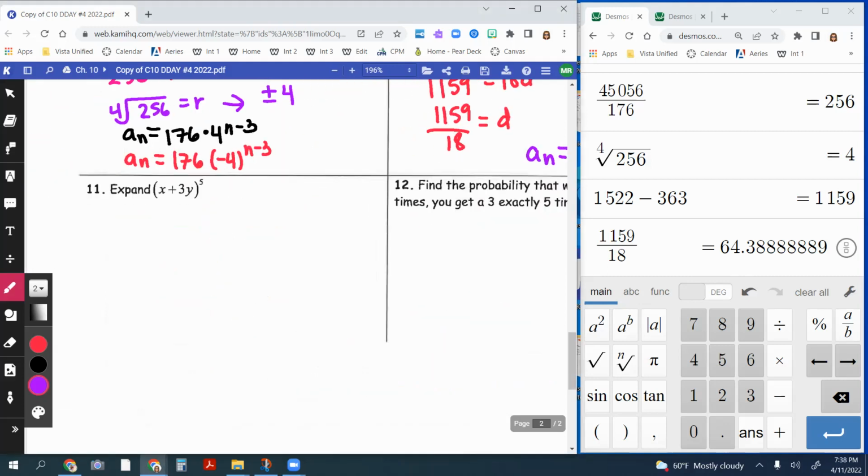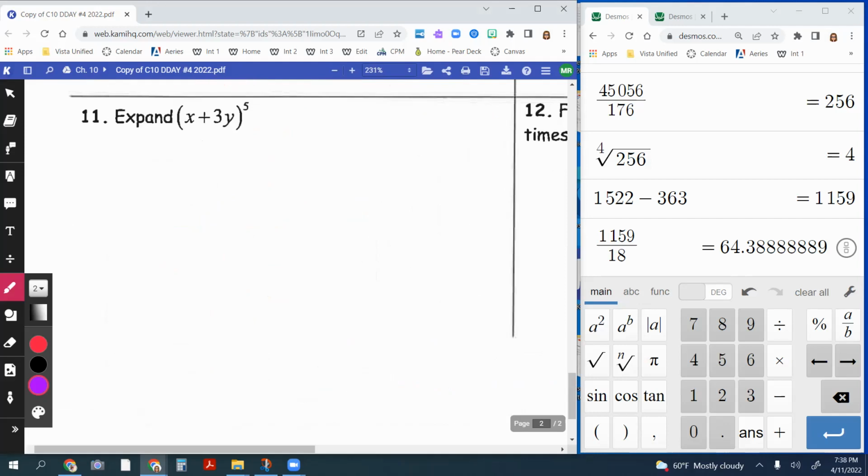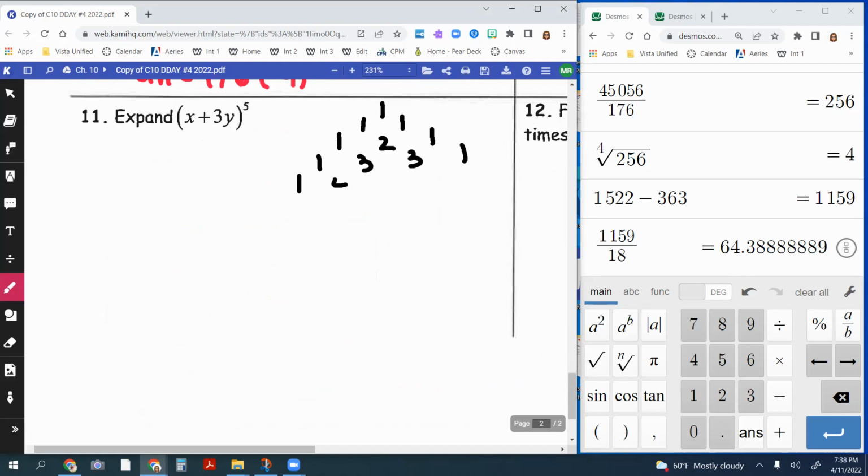On number 11, I'm going to expand this. So I need to do Pascal's triangle. I'm going to do 1, 1, 1, 1, 2, 1. I need to get to the row that's a 1 and then a 5. 1, 3, 3, 1. 1, 4, 6, 4, 1. 1, 5, 10, 10, 5, 1. That's the row I'm going to use because of this 5 here.